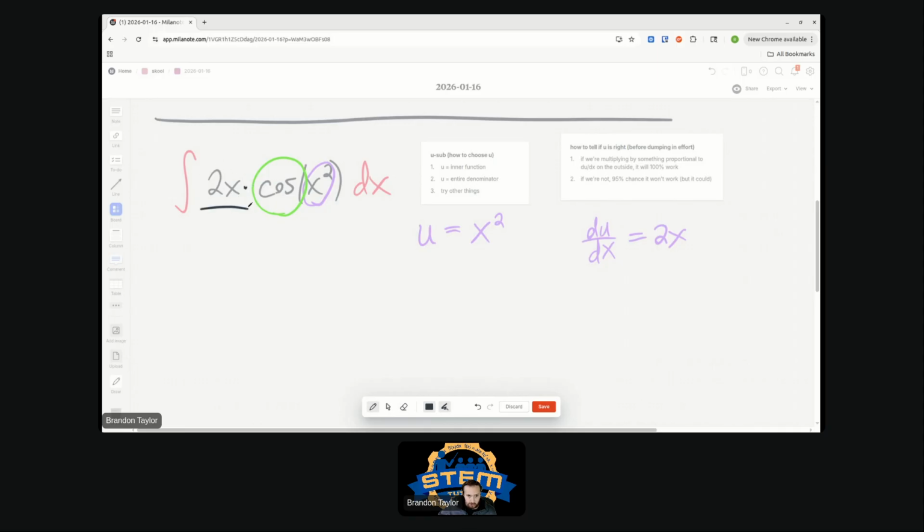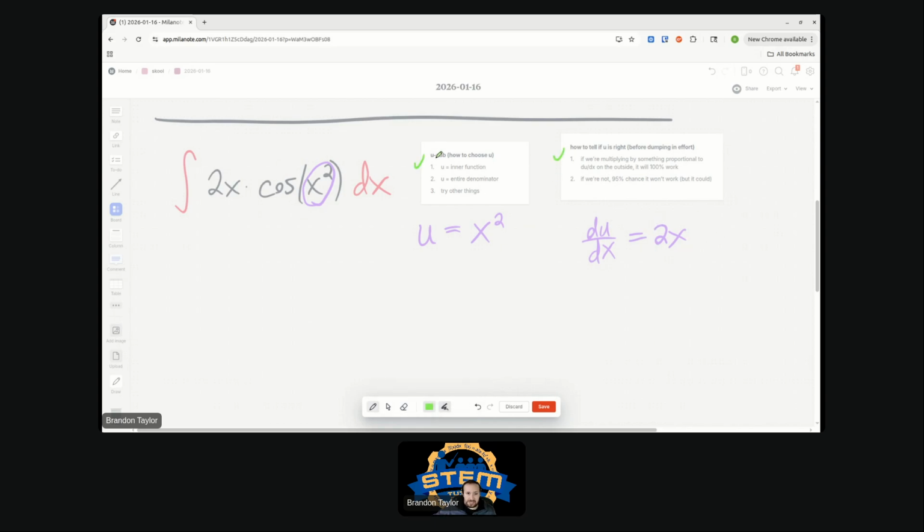So here's the magic question. Is 2x proportional to du dx? In other words, could you just take du dx and multiply by some constant to make it be that? That's the real question. That's what we mean by proportional. And the answer is yes. Not only is it proportional, it is literally equal. The proportionality constant is 1. If I just multiply that by 1, there you go, that's 2x. So yes, that means we're in this case.